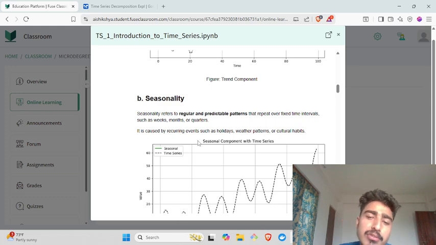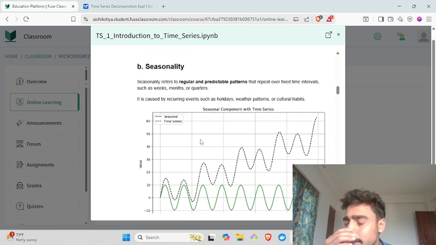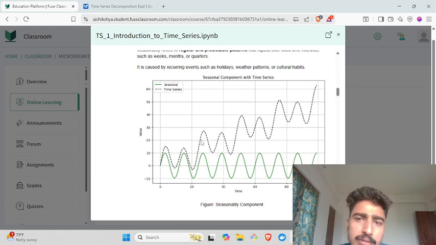Now another component we have is seasonality. Seasonality refers to regular and predictable patterns. Here you can see this green line. Seasonality means you can see how the data points show patterns, going up and down and up and down, with crests and drops in the charts.